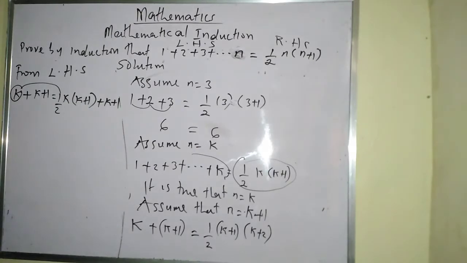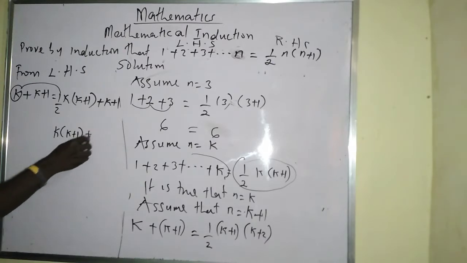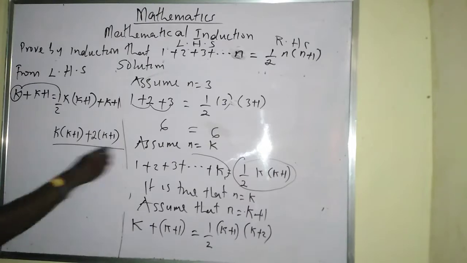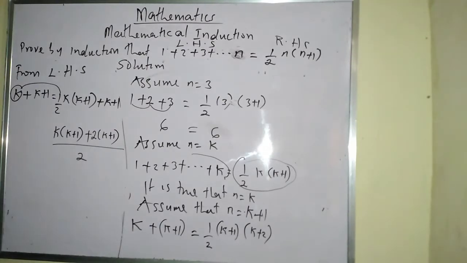Now, I will do a bit of mathematical work there. Now, what is going to come here? I can say k times (k plus 1) plus 2 times (k plus 1), divided by 2. What am I doing? I'm just doing my normal fraction.